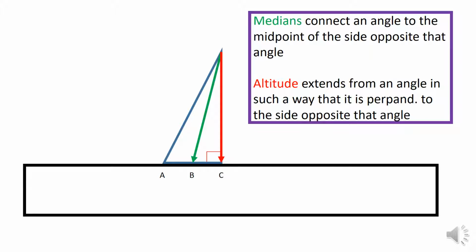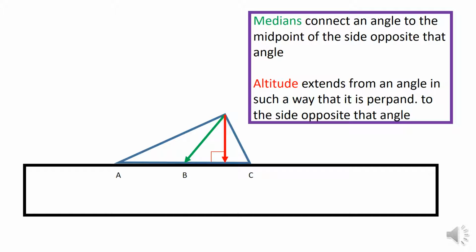So I've shown that with this little box here between the segment AC and this vertical line. And so that's the altitude. It's always going to be perpendicular to the side opposite from the angle that it's extending from. Now, each one of these angles has a median and an altitude to go with it. So let's just look at one of the other angles.